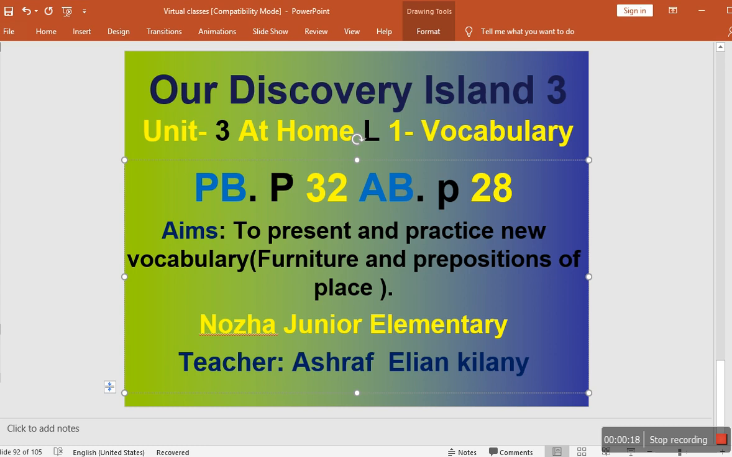You will find it in your pupils book on page 32 and your activity book on page 29. The main aim of our lesson today is to present and practice new vocabulary. These new vocabulary are related to furniture and prepositions of place. So I expect our students at the end of this lesson to use and practice these vocabulary which are related to furniture and prepositions of place correctly and successfully.